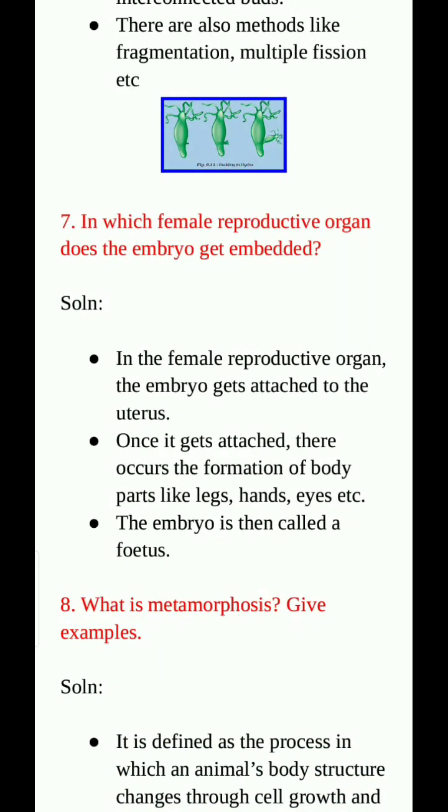Question number 7. In which female reproductive organ does the embryo get embedded? Answer. In the female reproductive organ, the embryo gets attached to the uterus. Once it gets attached, there occurs the formation of body parts like legs, hands, eyes, etc. The embryo is then called a fetus.